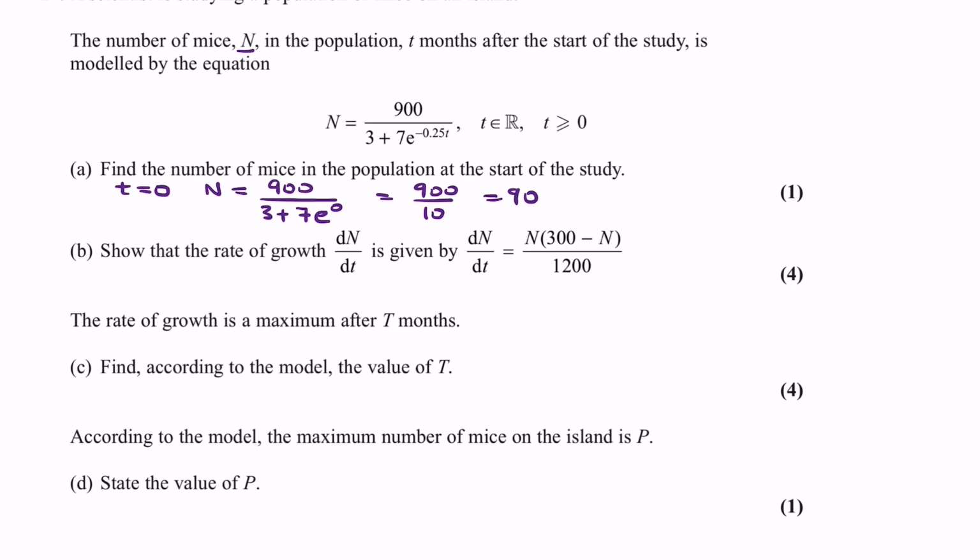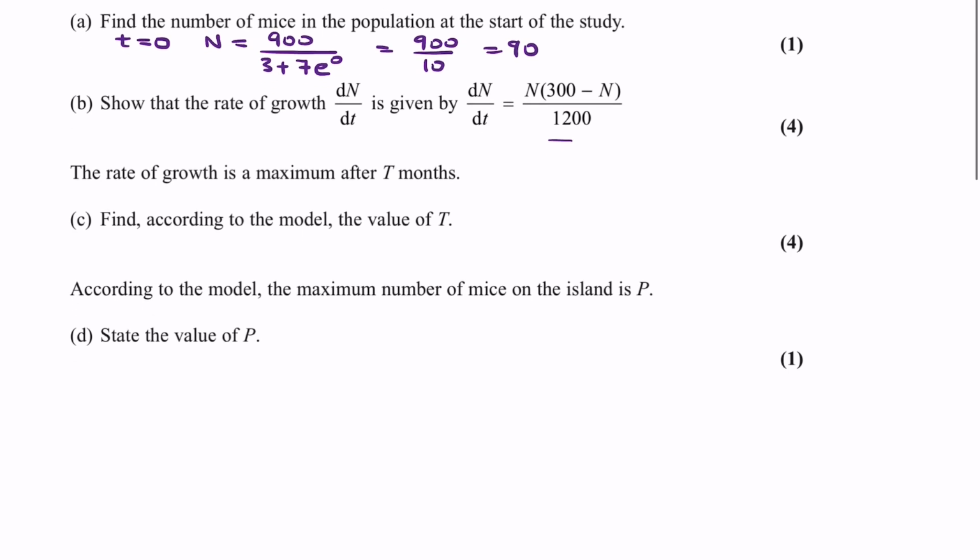Okay, so for the next part, it says show that the rate of growth, dn over dt, is given by this equation. So let's start off by first writing down the equation. For part B, we have n is equal to 900 over 3 plus 7e to the power of minus 0.25t.